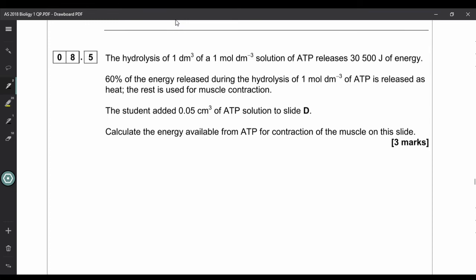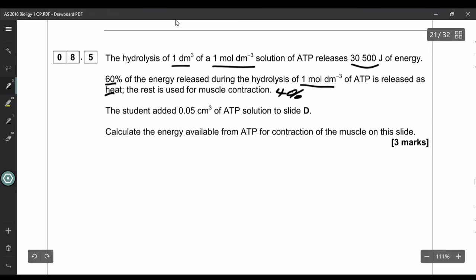So what we've got is a concentration of solution and an amount of ATP releases this amount of energy. So we're told that 60% of the energy released during the hydrolysis of 1 mole per dm cubed of ATP is released as heat. So then the rest is used for muscle contraction. So i.e. 40% is going to be used for muscle contraction.